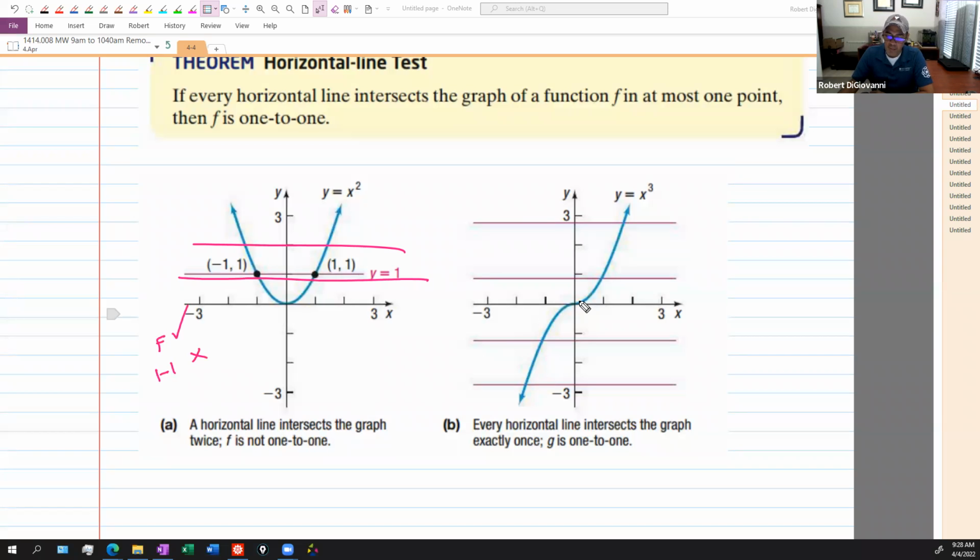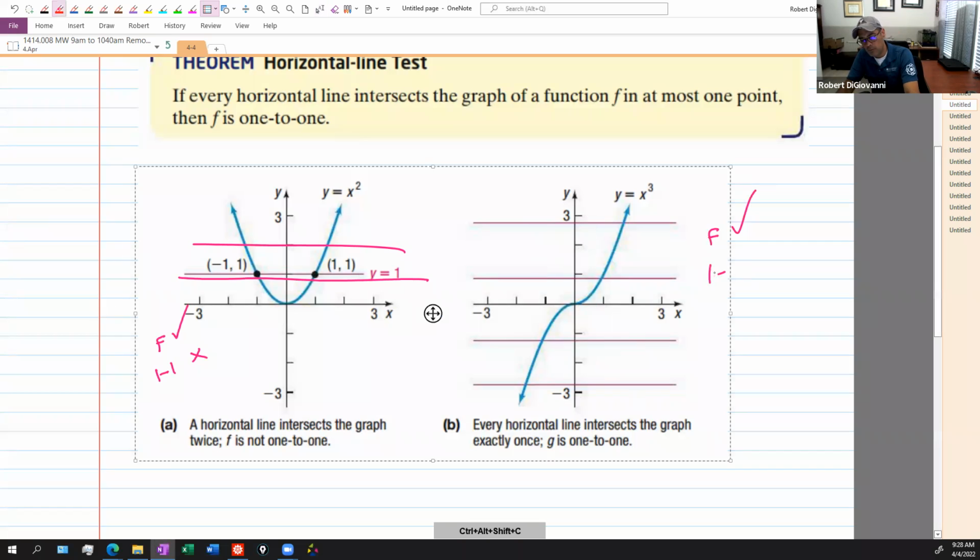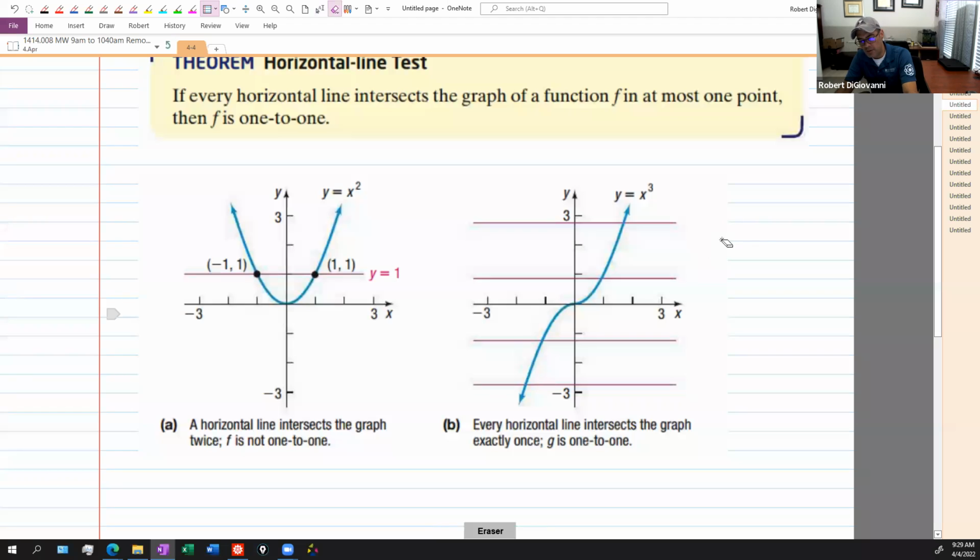Look at this one. This is a function, right? It passes the vertical line test. Let me clear that. So this one is a function, yes, and it is one-to-one, yes. This one was a function, yes, but one-to-one it was not, right? Very easy way to tell whether or not a function is one-to-one.